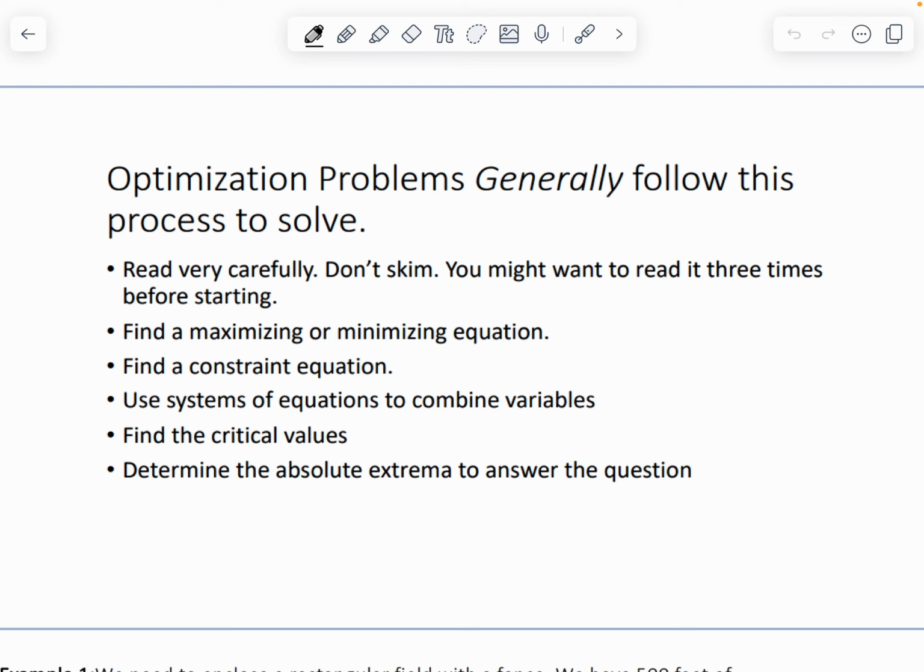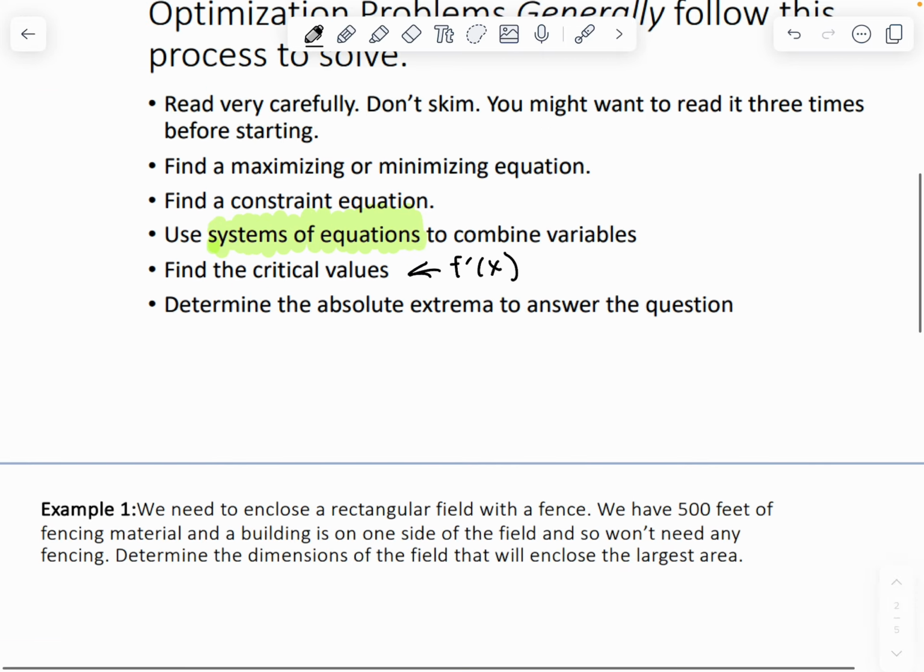And then you're going to use systems of equations. I don't know if the last time you touched systems of equations was in Algebra 1, but I'm sure you've touched on it a little bit the last couple of years. We're going to basically combine the constraint and the maximizing or minimizing equation, and then we'll find the critical values. Remember, that's the derivative. Then we'll determine our absolute extrema, so the absolute highest thing that it could be. So we shall get started.